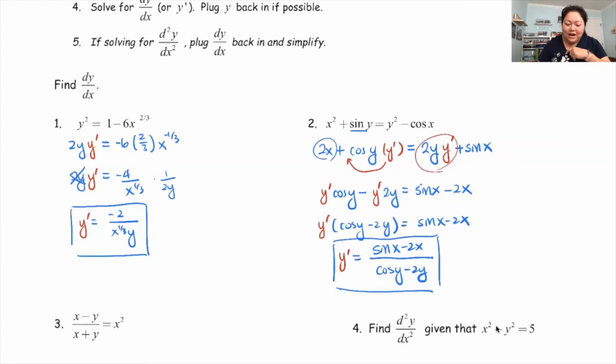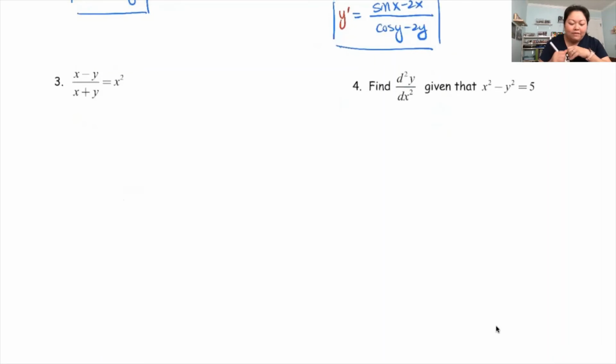Okay? All right. Next one, you have x minus y over x plus y equals x squared. So on the left-hand side, you got to use your quotient rule because you have a quotient. So let's do this. The left side, low d high minus high d low. So low is x plus y. D high, the derivative of the top: the derivative of x is 1 minus y. Well, the derivative of y is y prime.